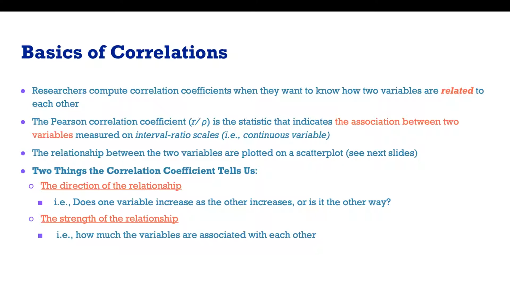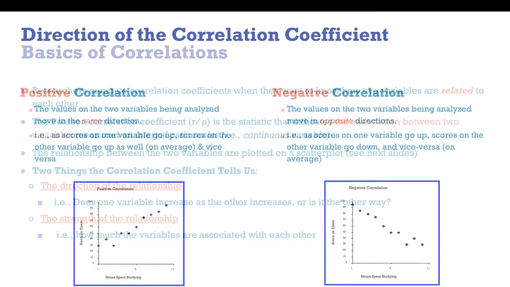There are 2 things that a correlation can tell us. It tells us the direction of the relationship. Does one variable increase as the other increases, or does one variable increase and the other decreases? And the strength of the relationship, how much the variables are associated with each other. So we use a correlation to determine how 2 variables are related. The Pearson's correlation, which we'll be learning about today, is the association between 2 continuous variables, and it tells us the direction of the relationship and the strength of the relationship.